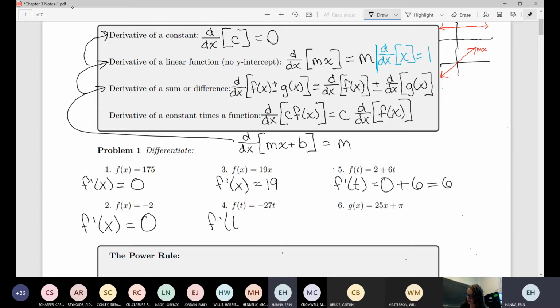For number 4, the derivative of -27t. That's just a number times the variable. So we're in that second case for the linear function, so it'll be just -27.